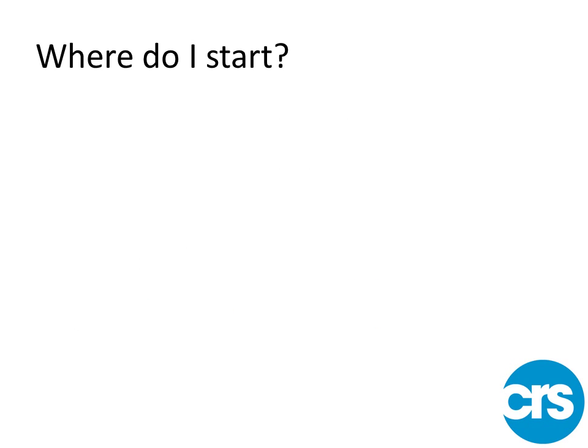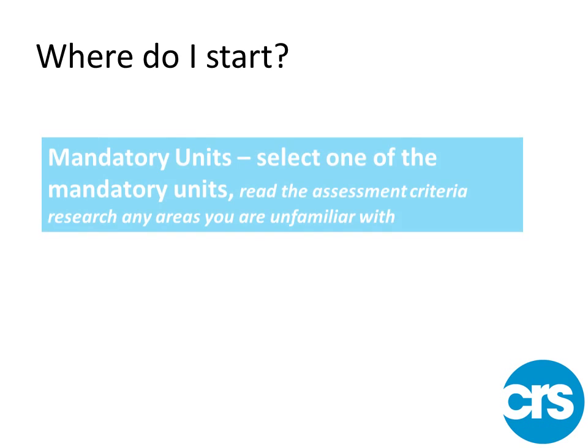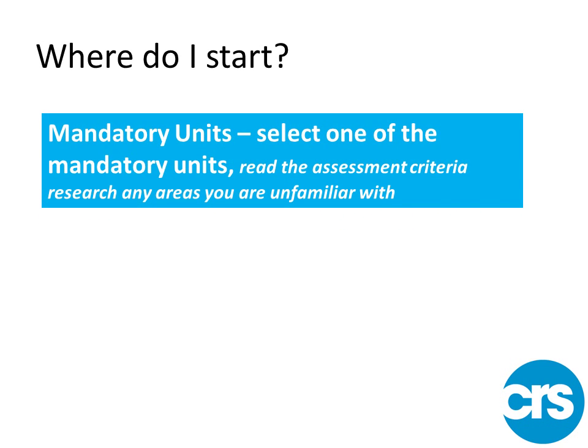So where do you start? You may decide to complete the units in chronological order, but strictly speaking, you're free to do them in any order you wish. If, for example, you're currently involved in a work project, such as carrying out a risk assessment, then it makes absolute sense to tackle Unit 305, which relates to that activity at the same time. You will need to read the assessment criteria for each unit and possibly research any areas that you're not familiar with.